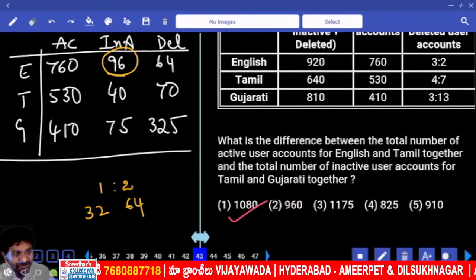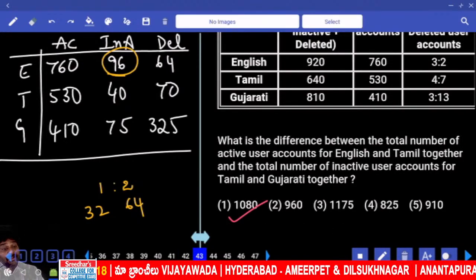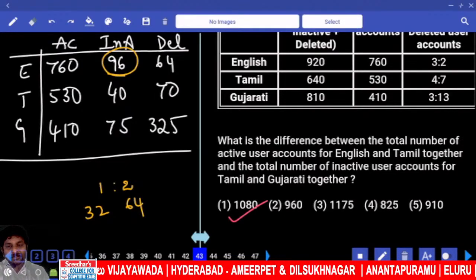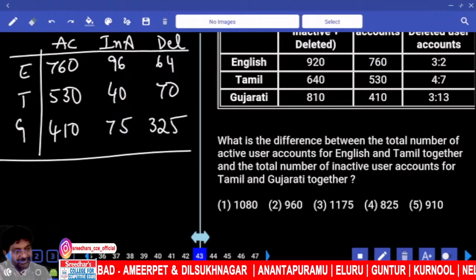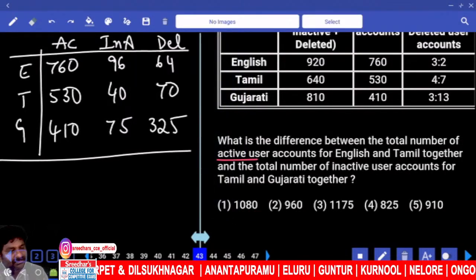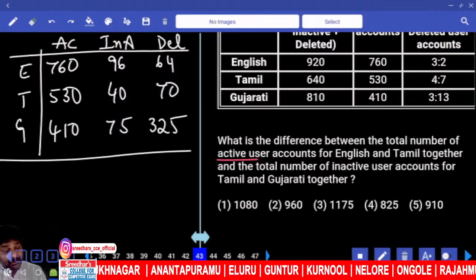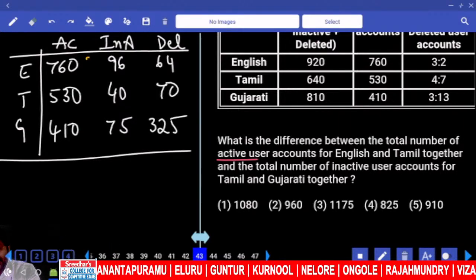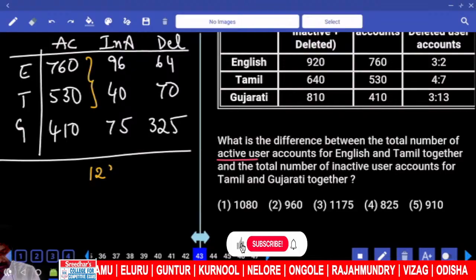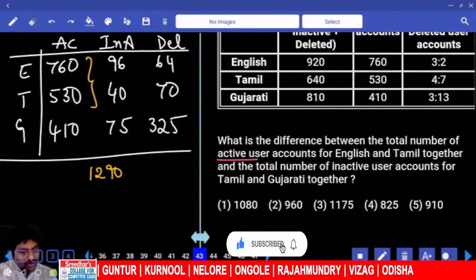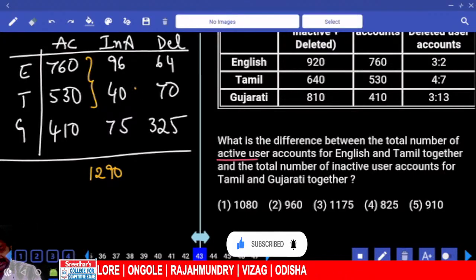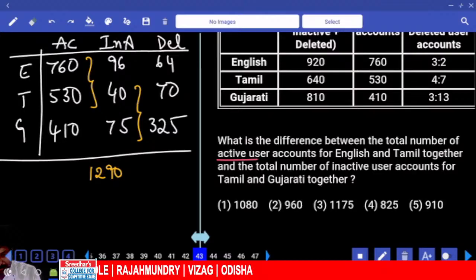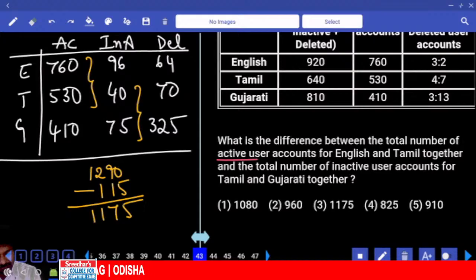What is the difference between total number of inactive user accounts for English and Tamil together? Difference between inactive user accounts for English and Tamil. English and Tamil both together 1290. Difference between this number and total number of inactive user accounts for Tamil and Gujarati. Tamil and Gujarati both together 115. We were asked to calculate the difference: 1175.